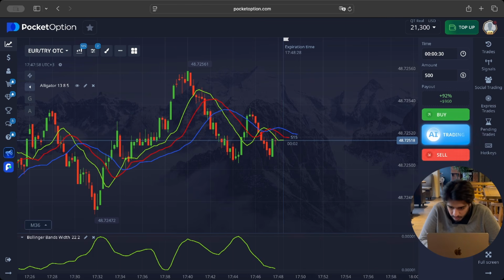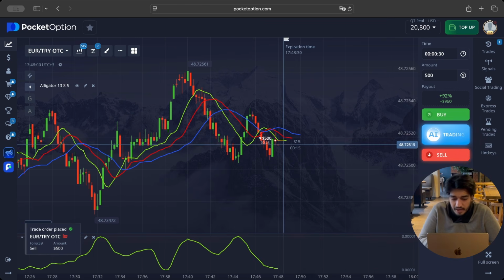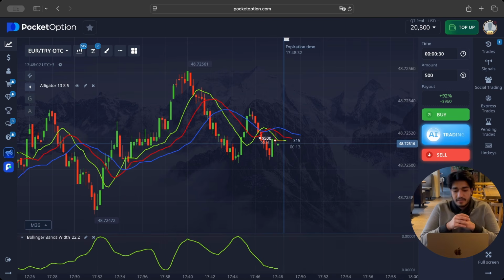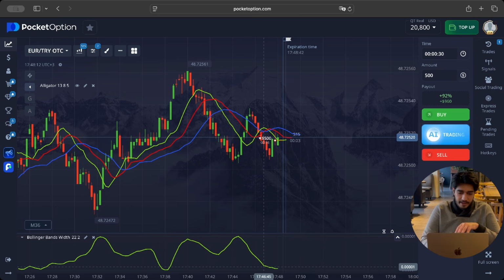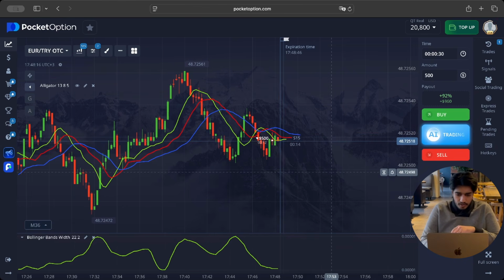So this also is a really feasible trade to take a downward trade, guys, because the reason I took it here is that, as you can see, the green, red and blue lines of the Alligator have been overlapping, and the price has taken a dip. This is the reason I took a downward trade here also. So you need to understand it step by step.